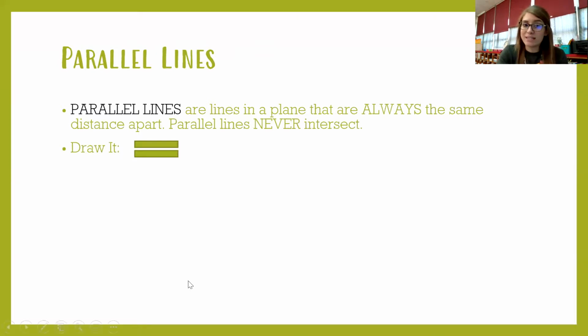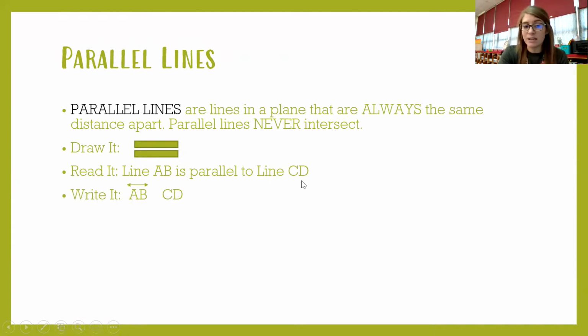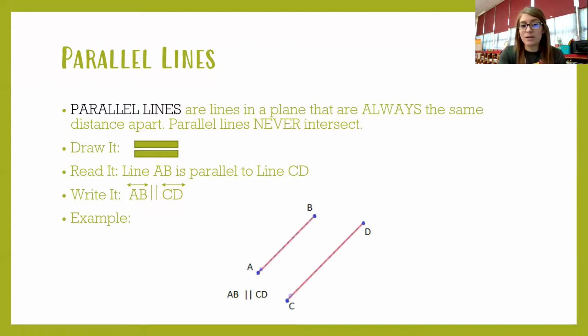We would draw it like this. So parallel lines look just like that. See how they're the same distance apart and they are not crossing. We would read it, line AB is parallel to line CD, and we would write it like this. So we have line AB, line CD, and then the parallel symbol in between. And it looks also like this. Notice how it doesn't just have to go horizontally, it can go diagonally as well, as long as they are the same distance apart and do not cross.